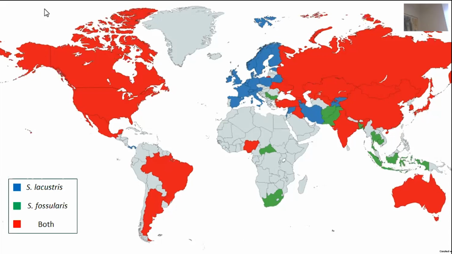Asia originally was all fossularis, and now we're starting to get some Stylaria lacustris in there, but there's still some debate over whether those are Stylaria fossularis or Stylaria lacustris.